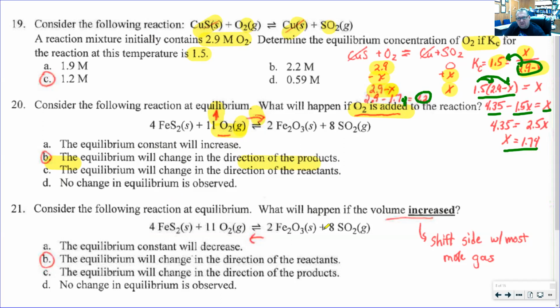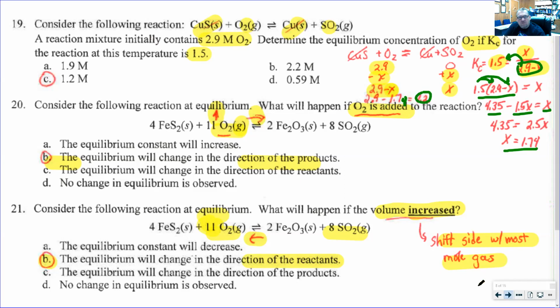21 is a similar type problem. In fact, it's the same equilibrium. And I want to know what happens if the volume is increased. So if the volume is increased, it's going to shift to the side with the most number of moles of gas. All right, so which way is it going to go then? So I've got 8 moles of gas on the product side and 11 moles of gas on the reactant side. It's going to shift to the side with the most number of moles. So it's going to shift in the direction of the reactants, choice B in this one.